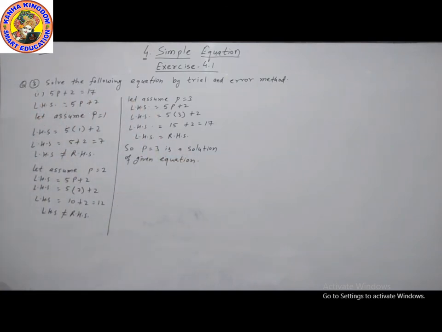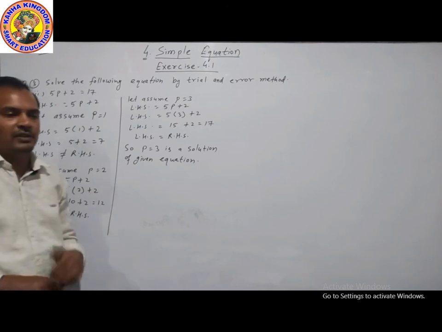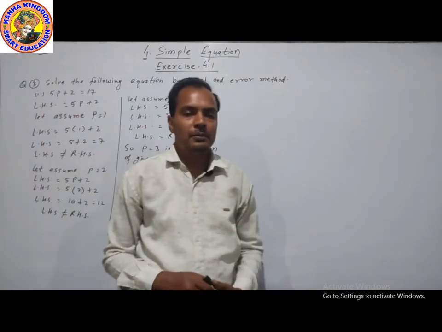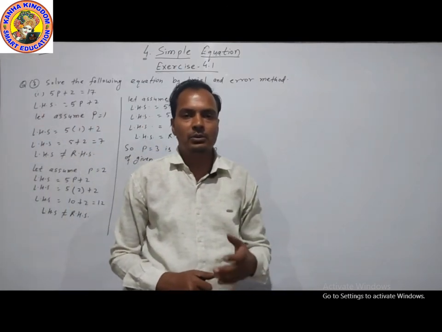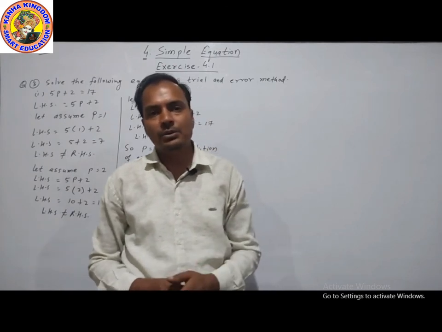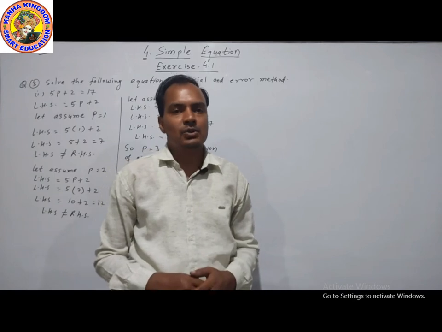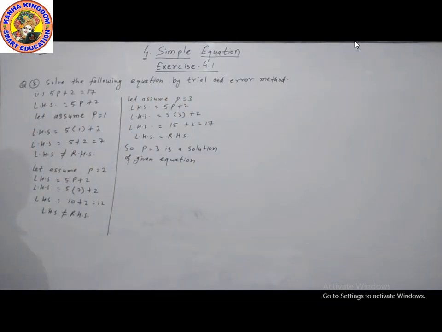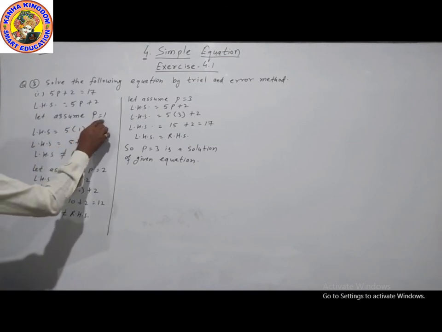Let's take beginning from this. Question number 3. Solve the following equation by trial and error method. In trial and error method, we will put the value of variable 1, 2, 3, 4, etc. When left hand side is equal to right hand side, we get the solution. Equation is 5p plus 2 is 17. The left hand side is 5p plus 2. Let assume the value of p is 1.